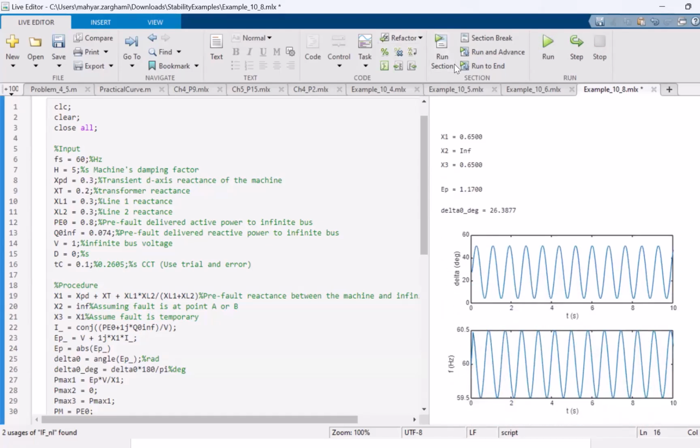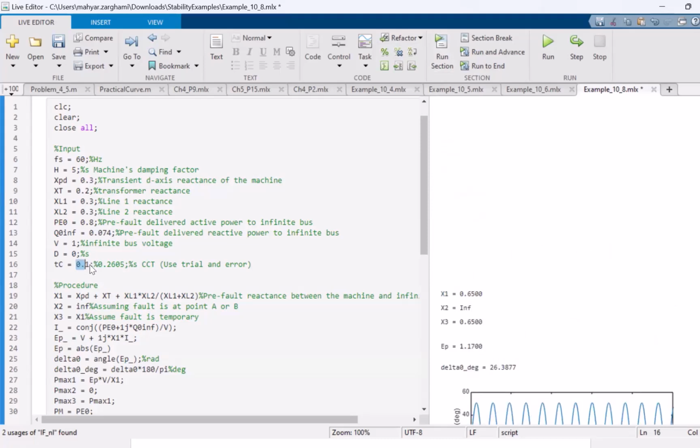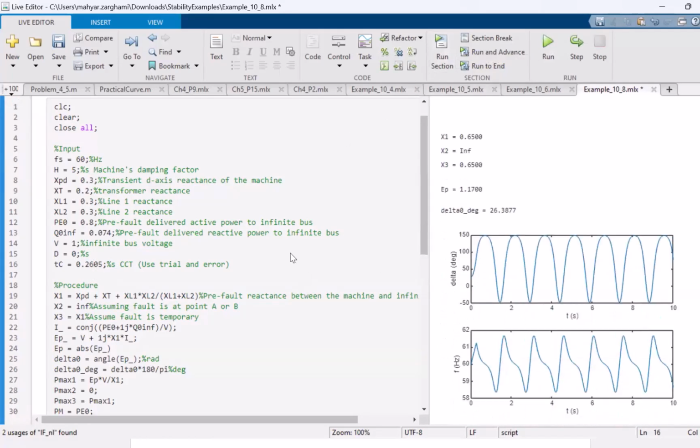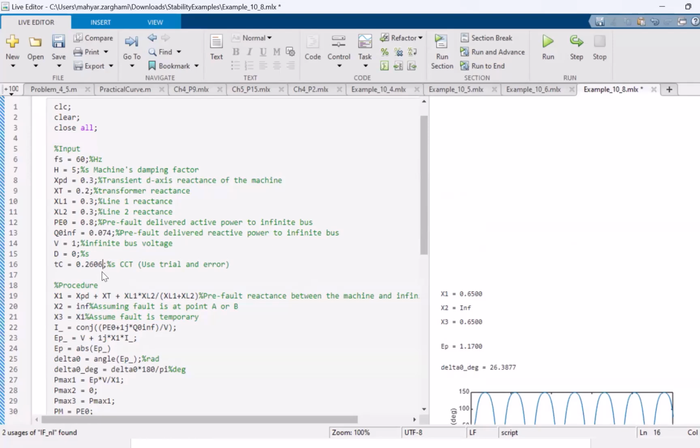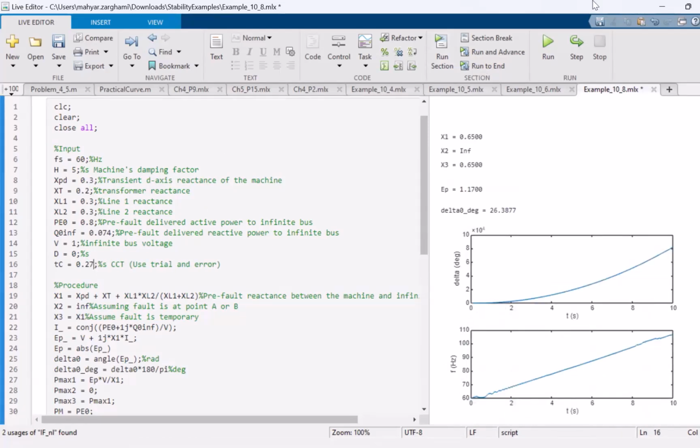Look at here, there is no damping in the system, right? Which means that you get sustained oscillations, but as long as these oscillations are sustained, then we would be good. So if now you make your clearing time equal to this value, 2605, you see that oscillations are still sustained. But as soon as you go a little bit above that, now you can see that you're getting unstable, right?